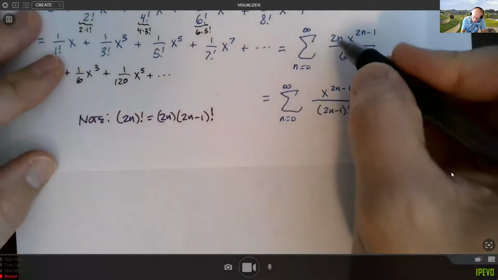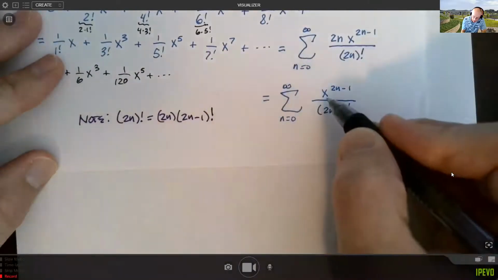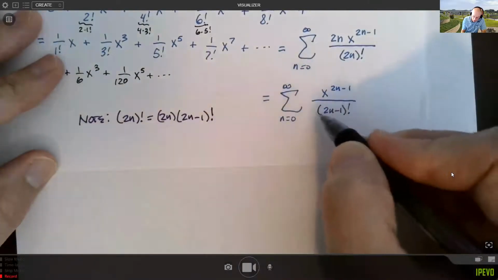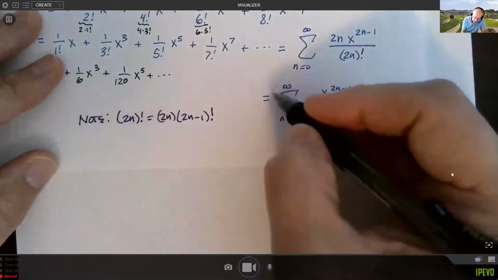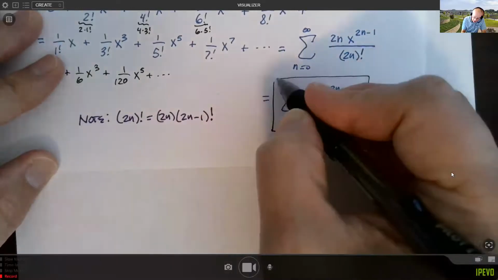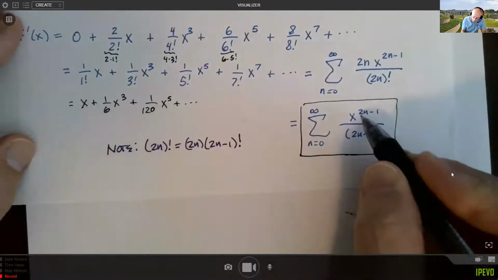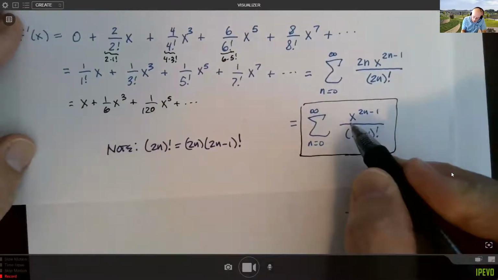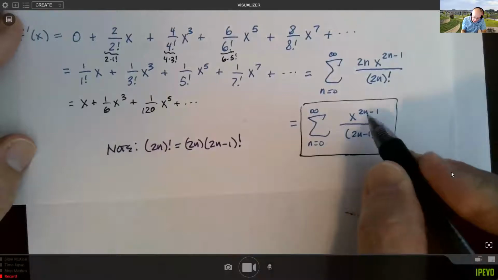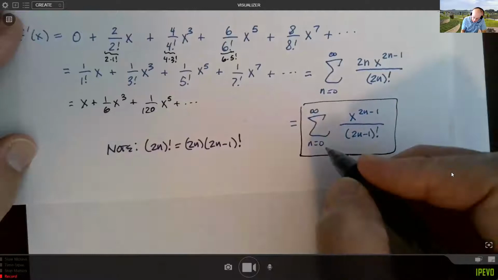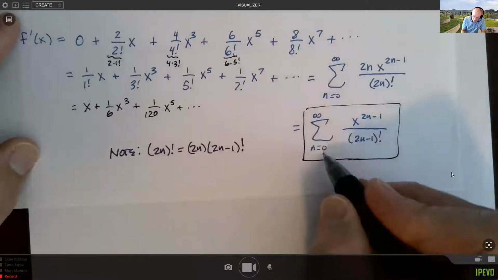And so the 2n cancels, and I have x to the 2n minus 1 over 2n minus 1 factorial. And that's the answer. Notice that this matches up. If I plug in n equals 0 here, what do I get? I get x to the negative 1. So obviously I actually have to cut off that 0.